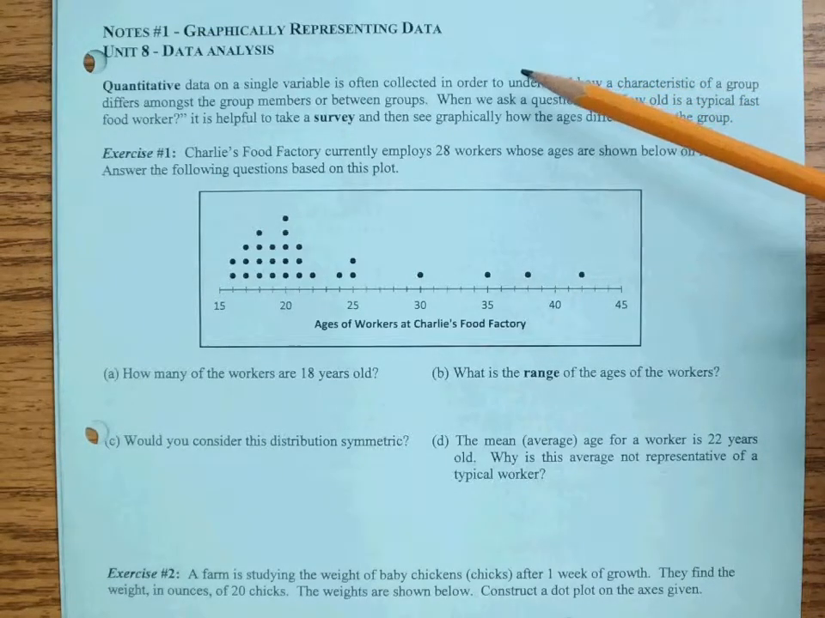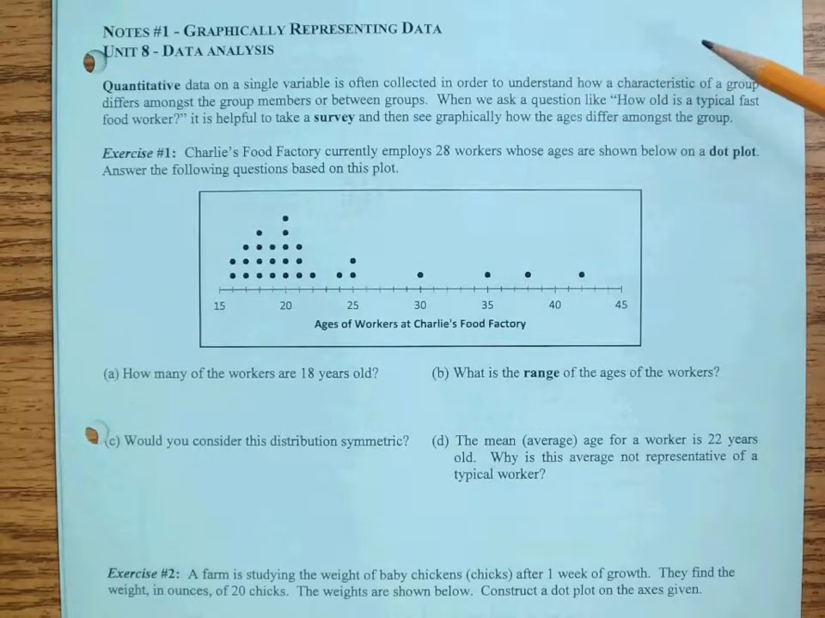Quantitative data on a single variable is often collected in order to understand how a characteristic of a group differs among the group members or between groups. When we ask a question like, how old is a typical fast food worker? It is helpful to take a survey and then graphically see how the ages differ amongst the group.